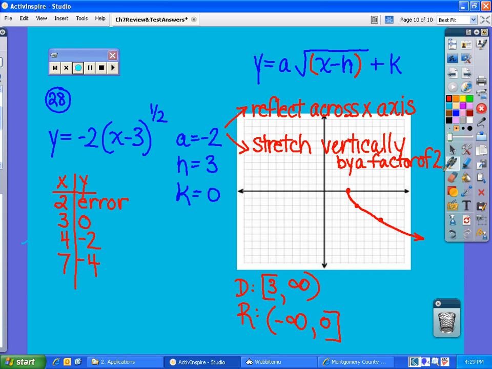For an h of 3, notice that h is in the parentheses with the x, so it affects the x directly. So that means it shifts things left and right. Because it is a positive 3, that is a shift right 3 units. Notice it does not shift in the k direction or up and down.